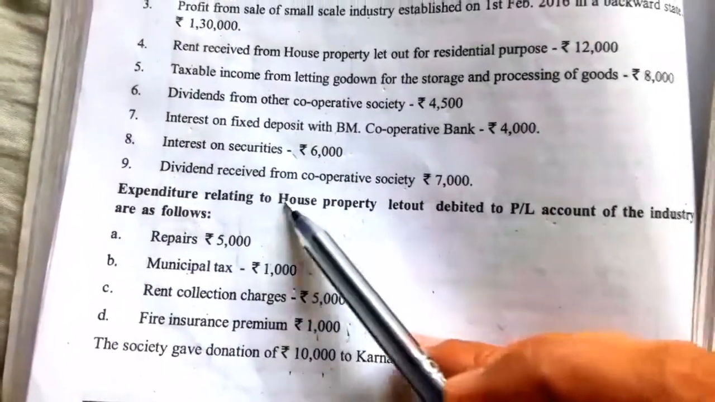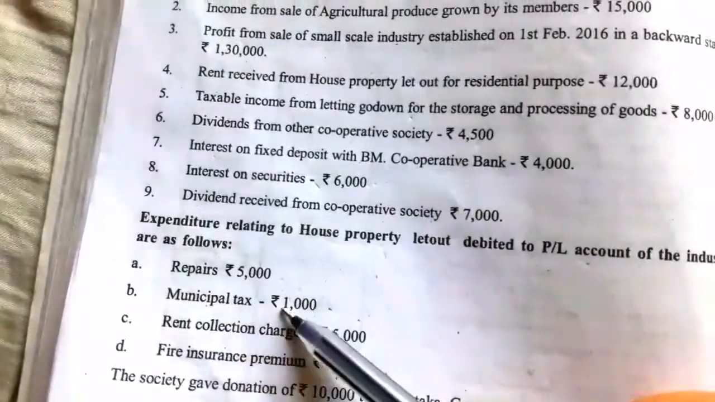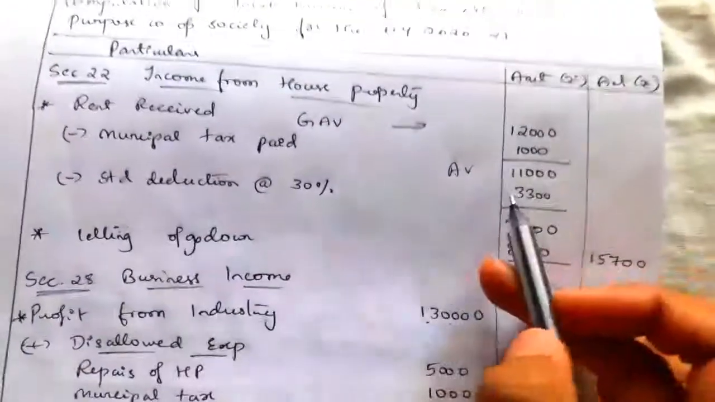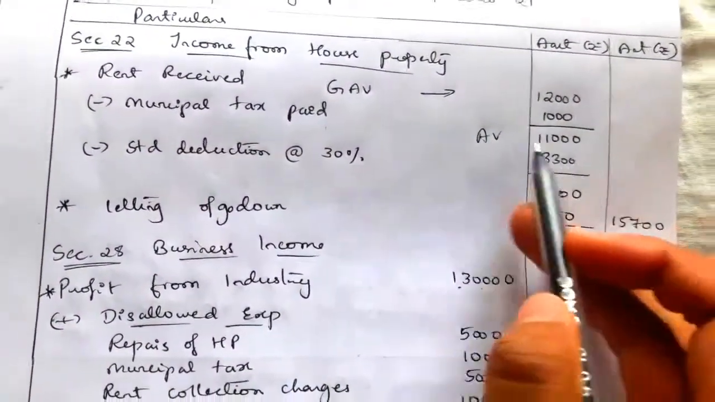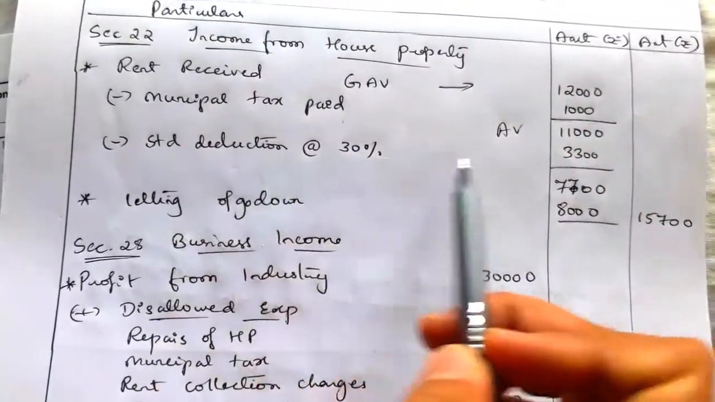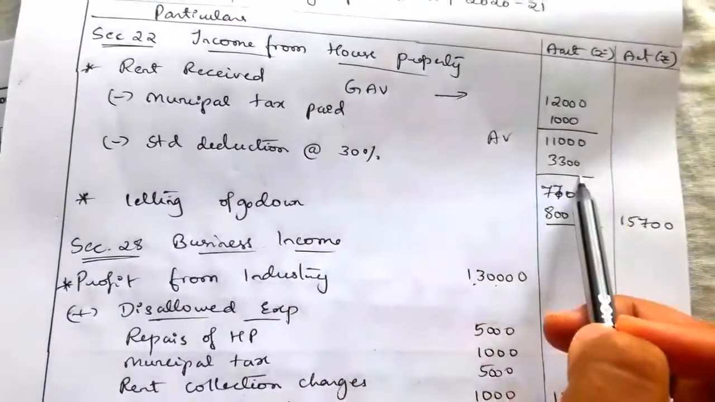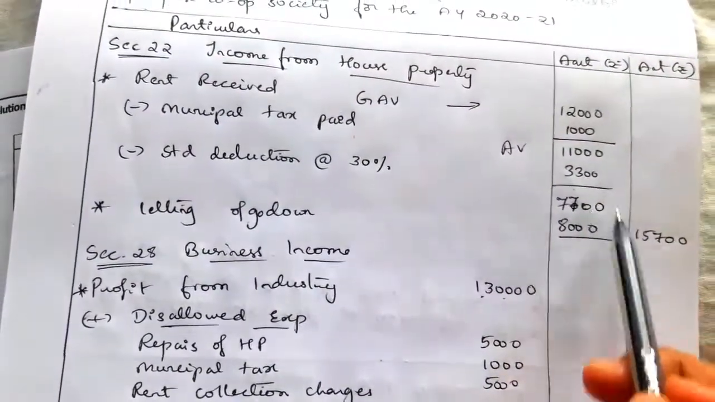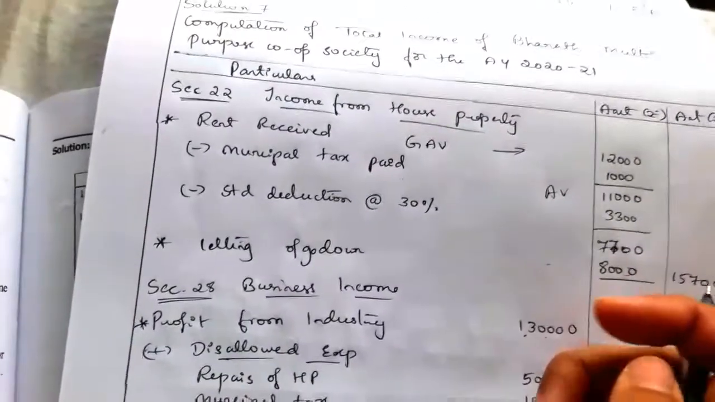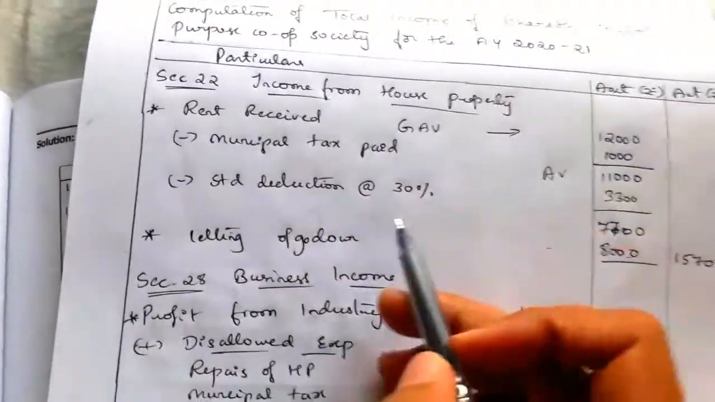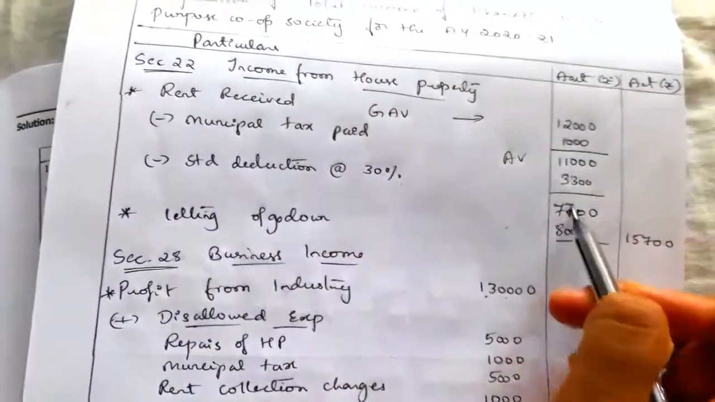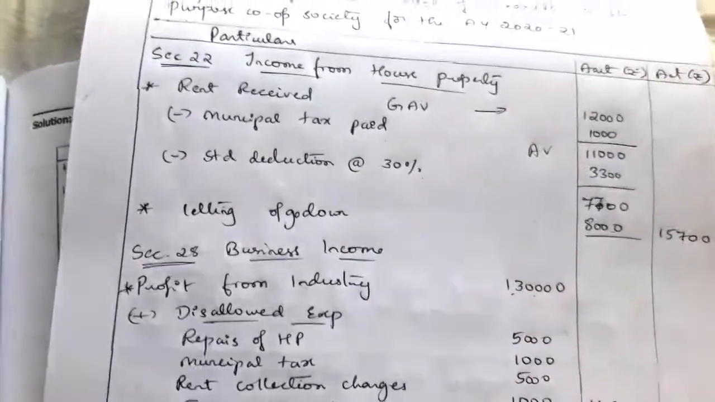See, here the expenditure is relating to house property, so the municipal tax paid on the house property is given as 1,000. So that 1,000 we can deduct here from the gross annual value. So we will get annual value 11,000. From the annual value, standard deduction at 30%, 11,000 into 30%. If you deduct this, we will get 7,700 as income from residential house property. So here there is no interest on loan, so interest on loan is not deducted. So 7,700 is the income from house property.